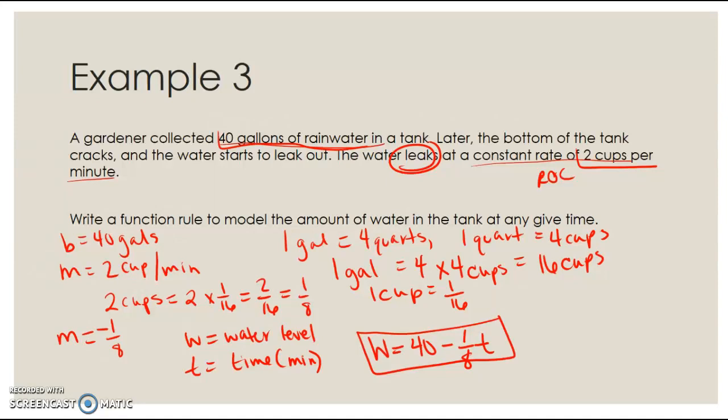So that's how example 3 works. So that is it. That is your last video for chapter 8.